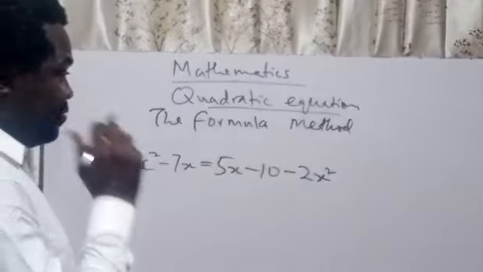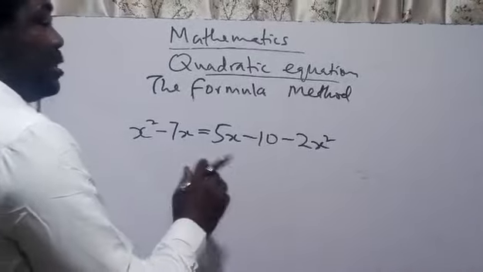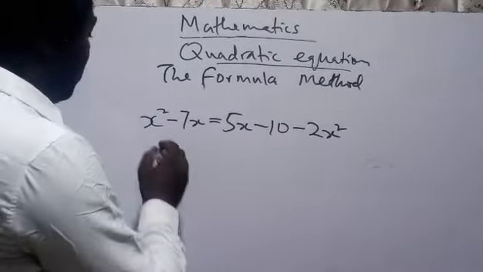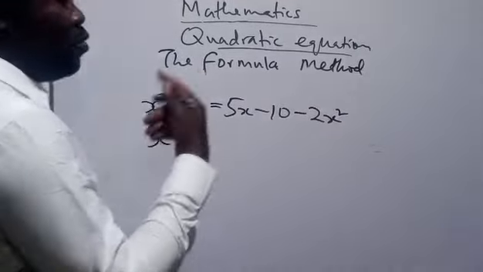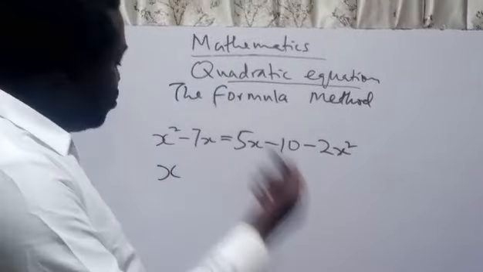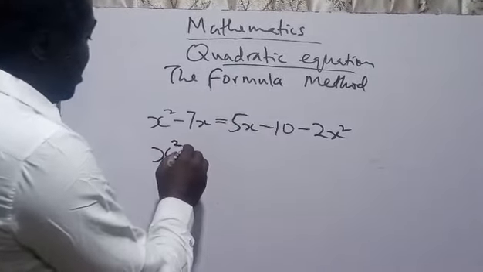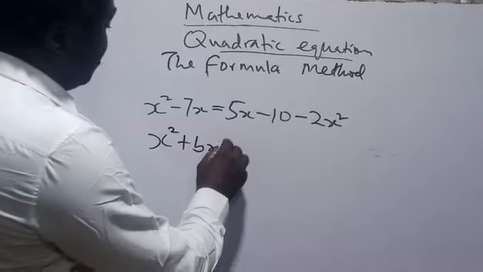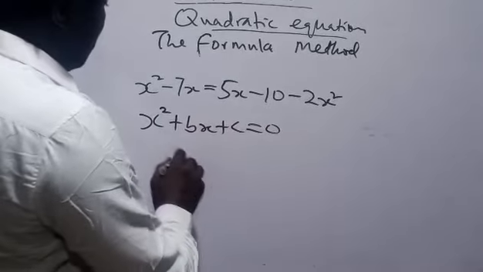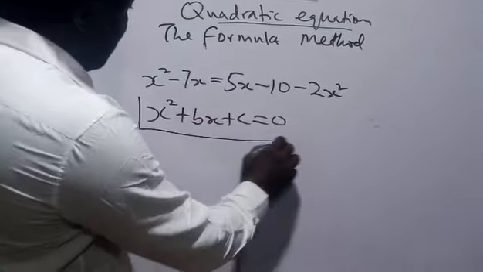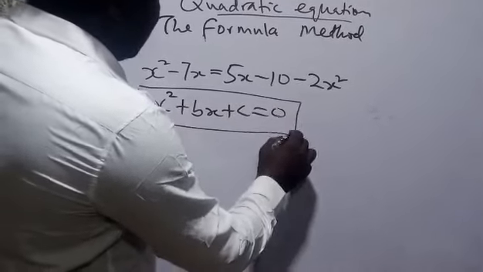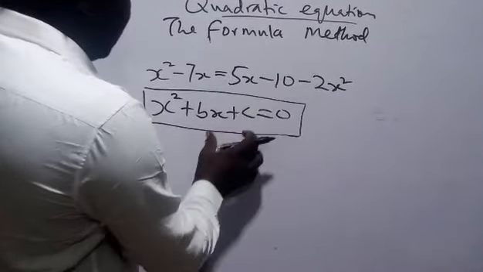So let's first and foremost understand how a quadratic equation looks. ax squared plus bx plus c equals 0. So this is the format a quadratic equation looks like. So let's rewrite this one in this format.